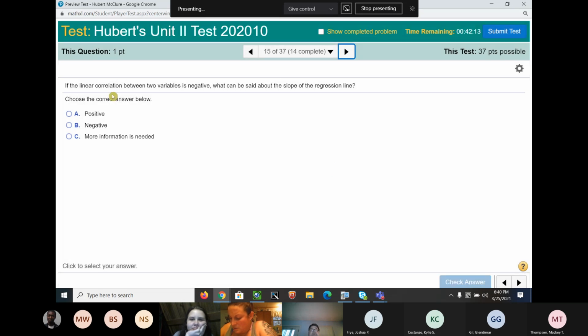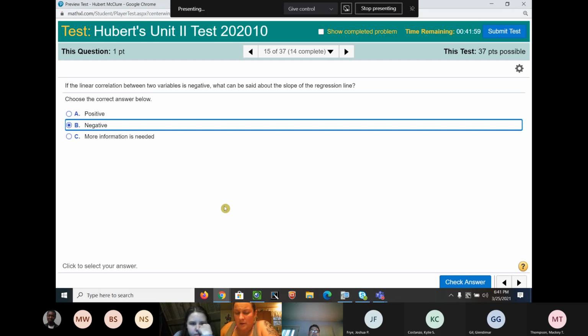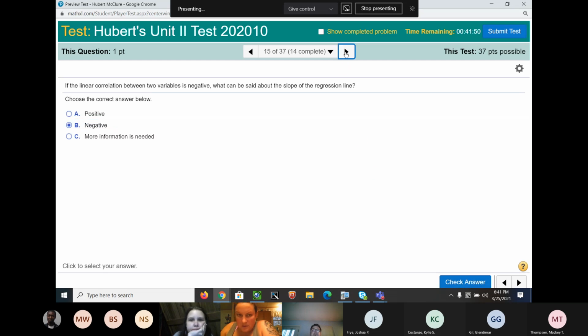Okay, watch this. You got about 3 easy questions on this test. Here's one of them. If the linear correlation between 2 variables is negative, what can you say about the slope? It's negative. If the slope is negative, the correlation is negative. If the correlation is negative, the slope is negative. Same thing with positive. Next.